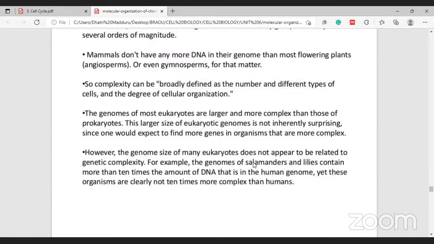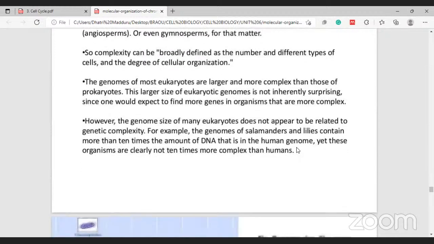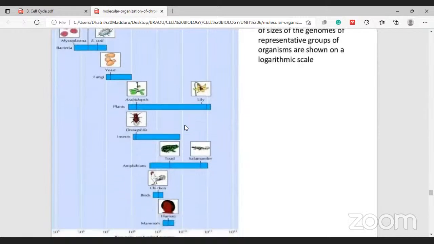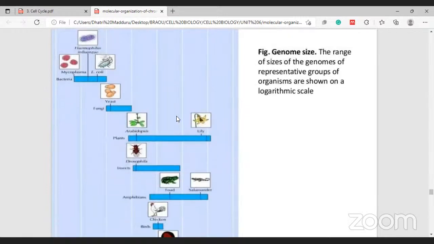The genome of salamanders and lilies contains more than 10 times the amount of DNA present in the human genome. In our thought, salamanders are lower organisms and humans are highly evolved organisms, but they have a higher amount of DNA than humans. So this is the genome size. Now, after sequencing.